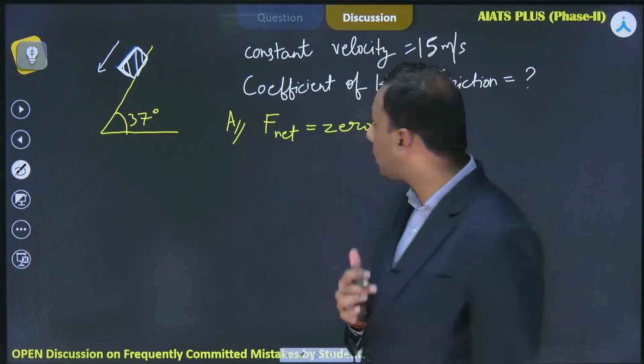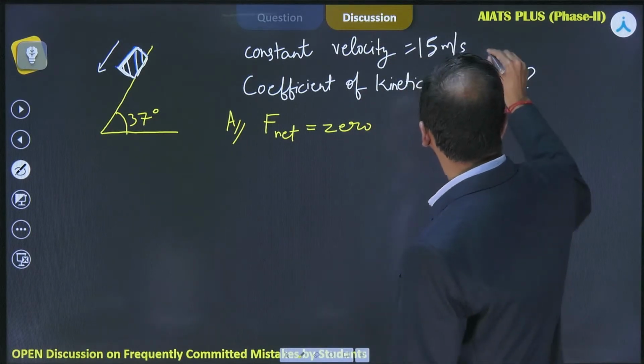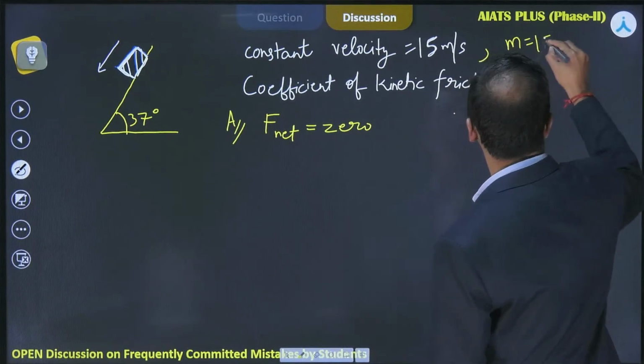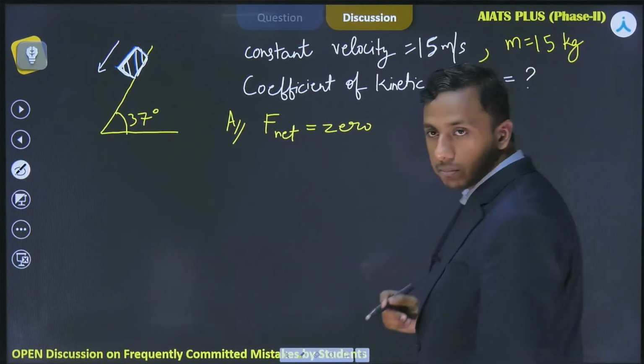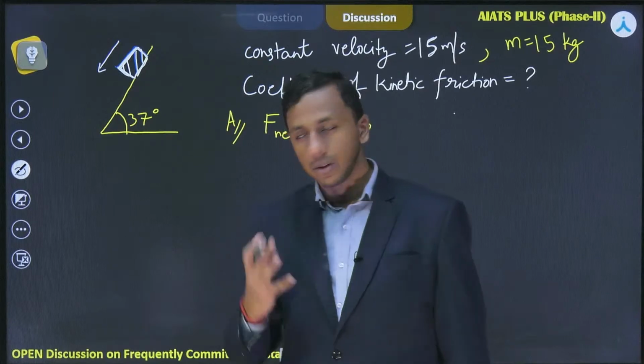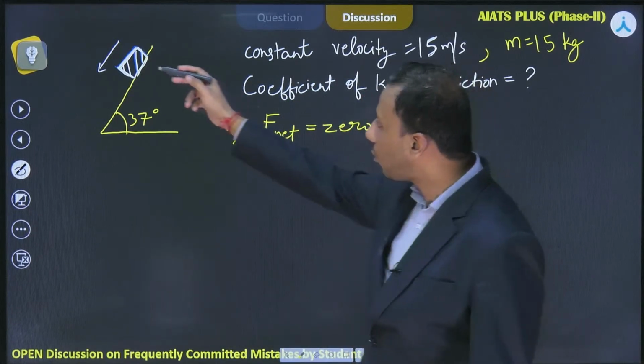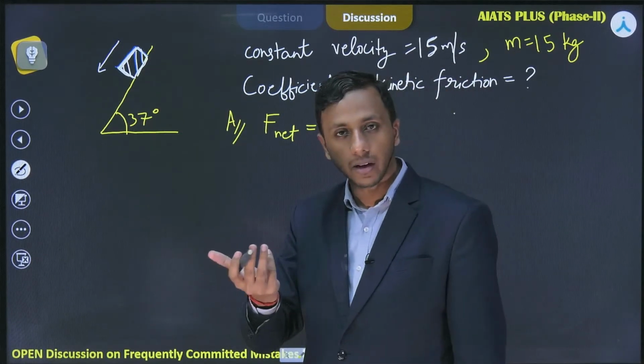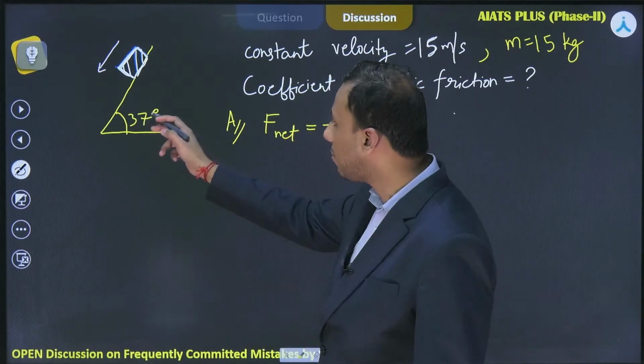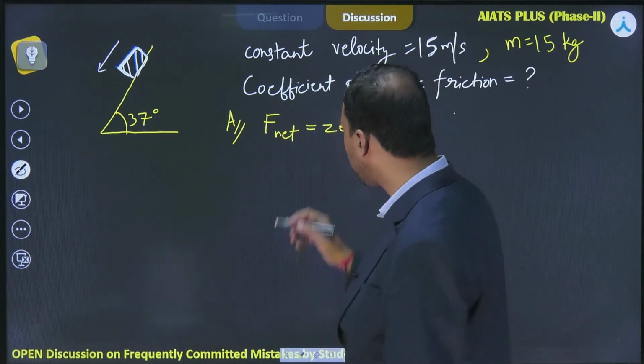Let's say mass also we are taking as 15 kg. Okay, you can take mass is equal to 15 kg. But by the way, mass is also irrelevant, so it doesn't matter. So what would the downward force be? mg sin theta. We have done so many questions, right? mg sin 37 degree, right?